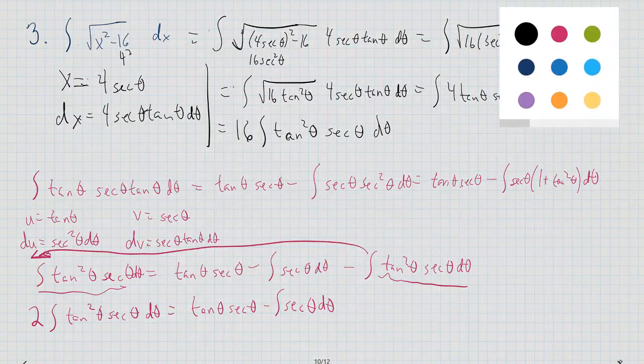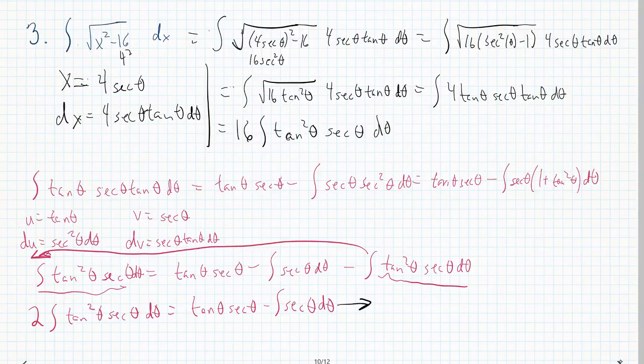All right, so now let's make that transition. Divide both sides by 2, and what we're left with is the integral of tangent squared theta secant theta d theta equals 1/2 times tangent theta secant theta minus the integral of secant theta d theta.